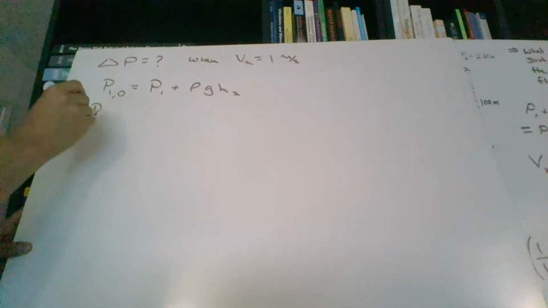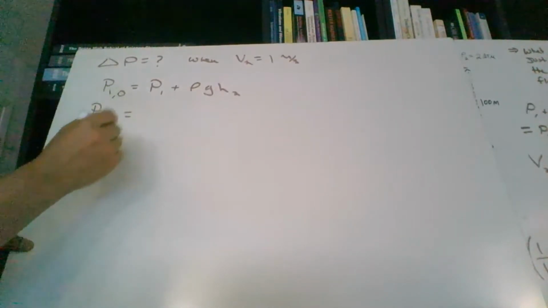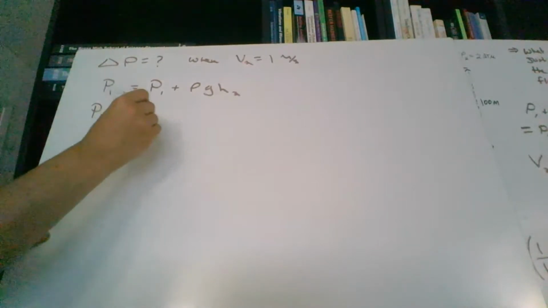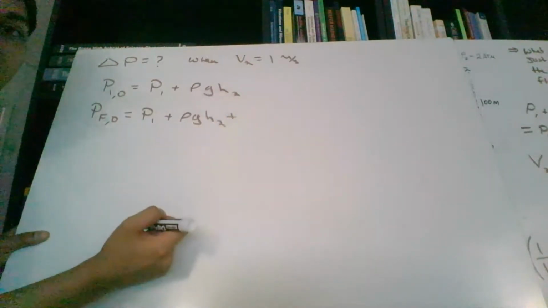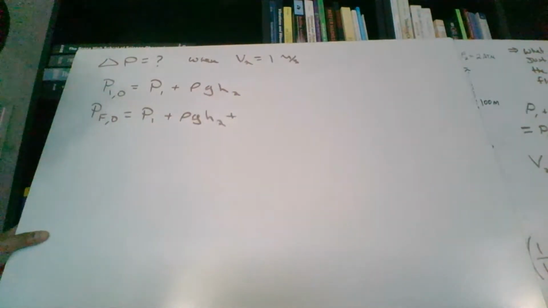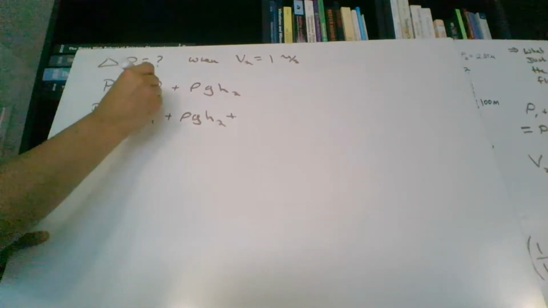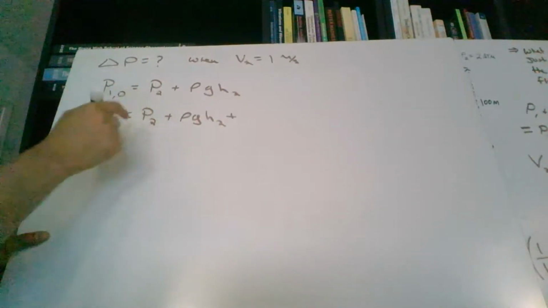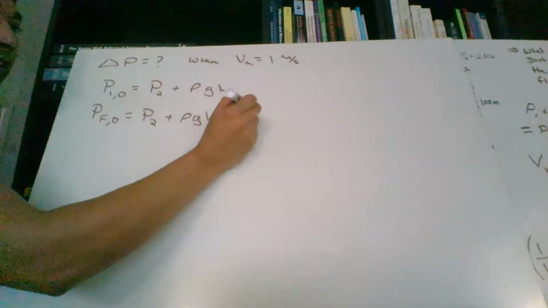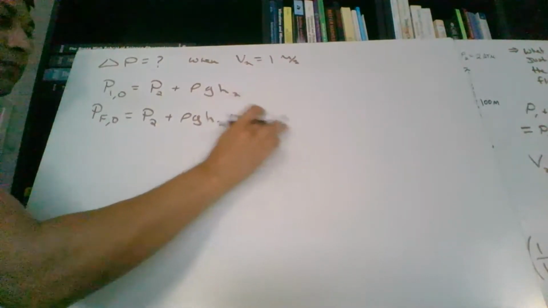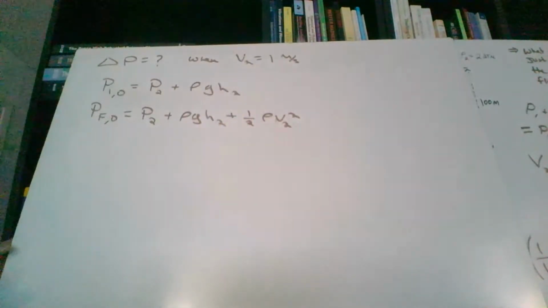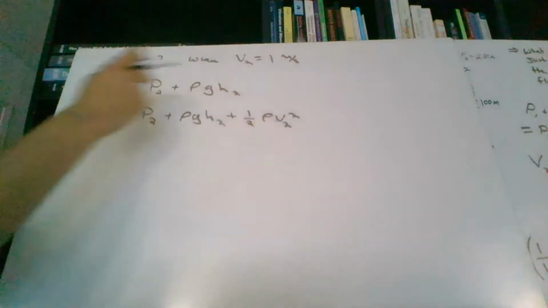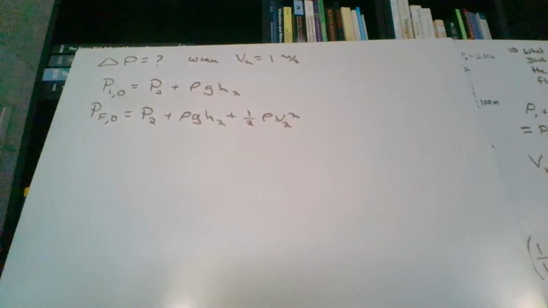The final pressure, the new pressure, is going to equal P2 plus rho g h2, just like before, except now water is flowing in object 2. Sorry, this is P2, h2, and so this is going to be 1/2 rho V2 squared, because we're saying V2 is equal to 1 meter per second, not 0. So this was the final. This is the initial pressure at 1.